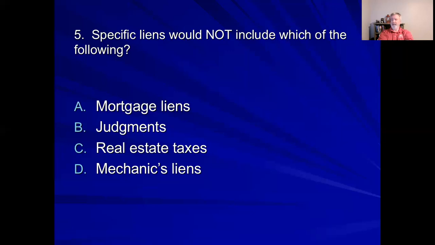So anyway, let's look at these liens: mortgage liens, judgments, real estate taxes, and mechanics liens. 3 of those obviously are specific liens. One of them is not. Well, a mortgage lien, when you borrow money and sign that mortgage, are you putting everything you own up as collateral? No, just that piece of property. So that's a specific lien. And I just gave the answer away a little bit earlier, obviously. A judgment, if you have a judgment against you, that's the general lien. That affects everything you own.